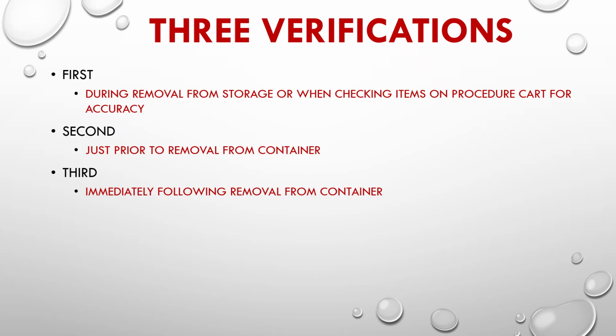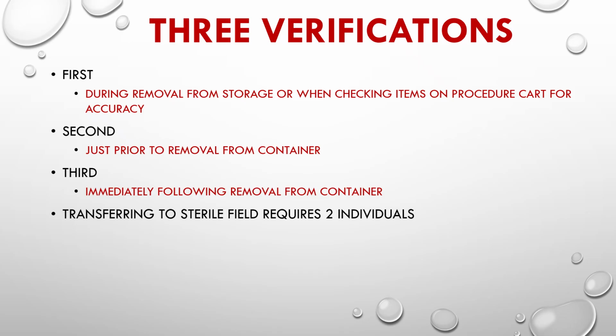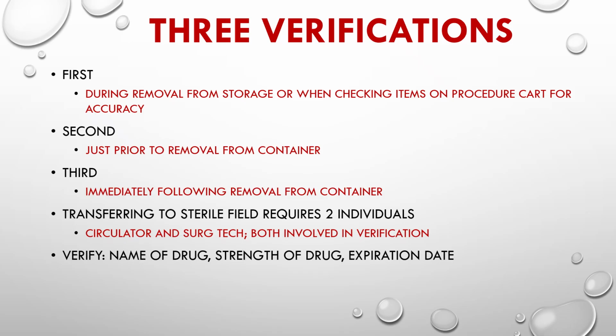So from the storage or from the cart, right before you take it out of the container, and then right after you take it out. Transferring to the sterile field requires 2 individuals, and we will talk at the end of Chapter 9 about those roles. We have the circulator and the surgical tech, and both of these individuals will be involved in these 3 verifications. Now, what are you verifying? Obviously the name of the drug, but also the strength of the drug and the expiration date. All 3 of those are verified each time we go through one of those verifications.